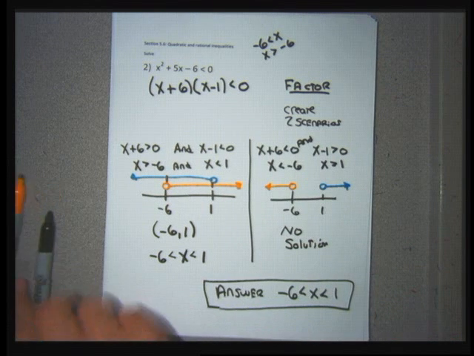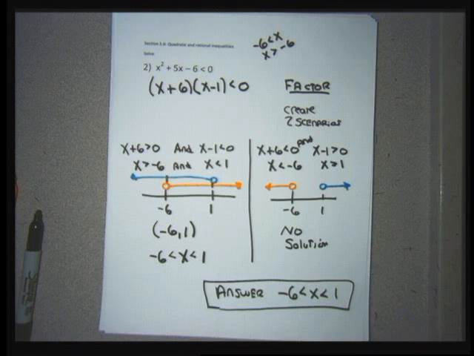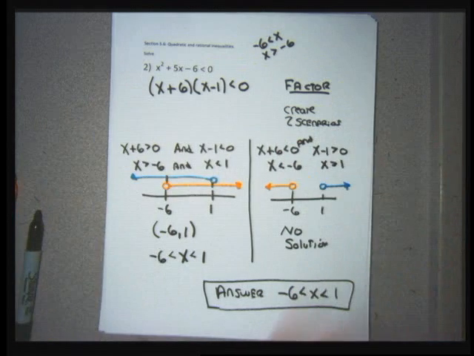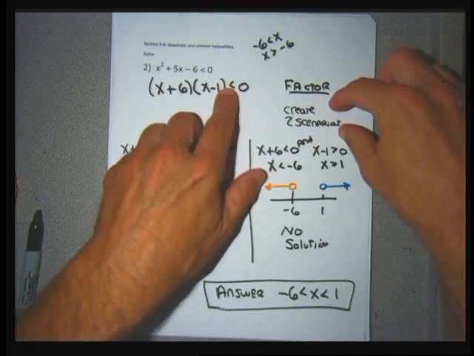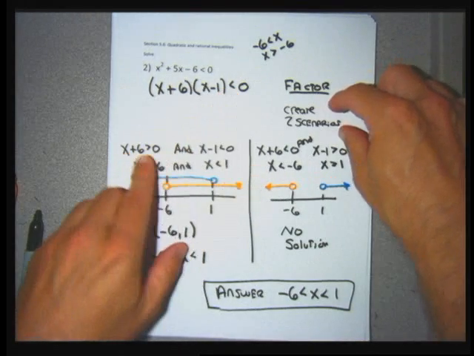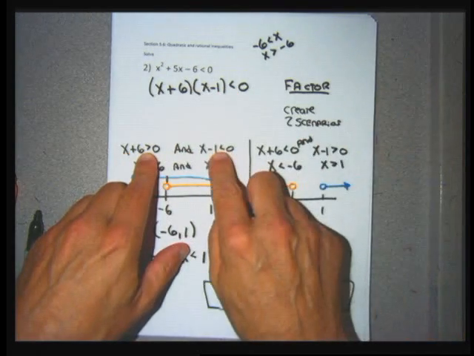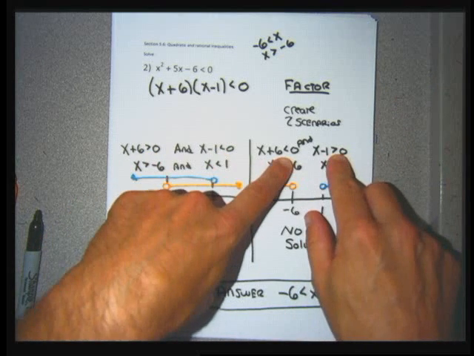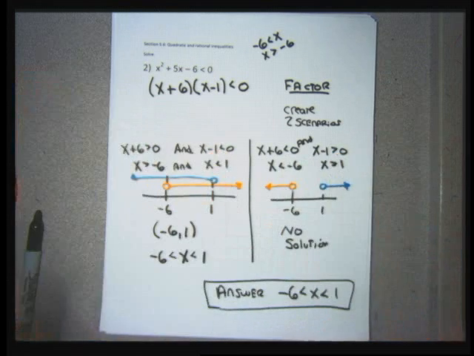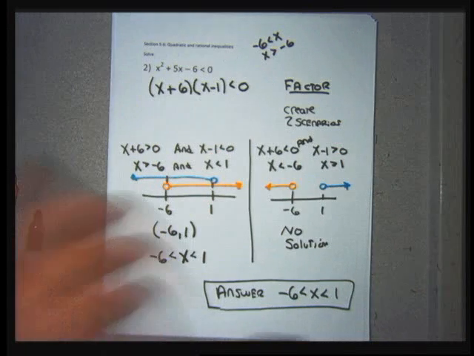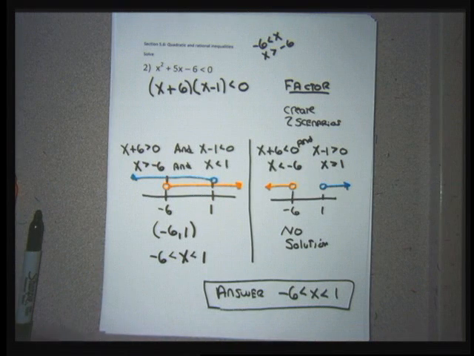The nice thing is almost every single problem we do has exactly this scenario. I'm going to factor, I'm going to create two scenarios. With a less than, my scenarios will have opposite signs: one will have one greater than and one less than. If it's a greater than sign, I'll have two greater than signs, or two less than signs. And I'll just sketch out my solutions and write an answer.